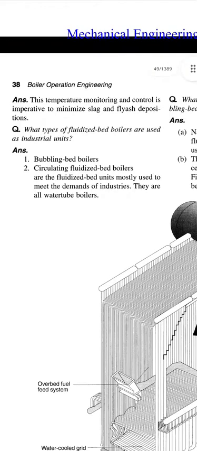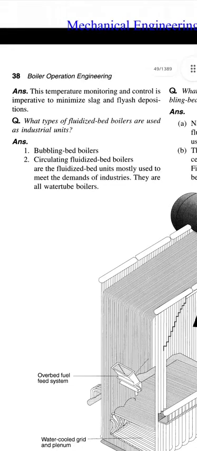Next question, what are the types of fluidized bed boilers used in industrial units? Answer, bubbling bed boilers and circulating fluidized bed boilers are the fluidized bed units mostly used to meet the demand of industries. They are all water tube boilers.